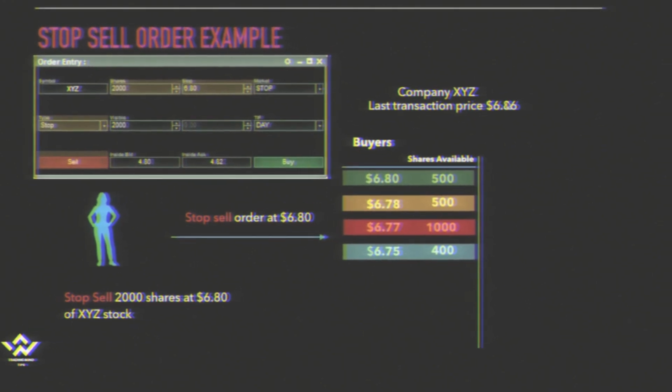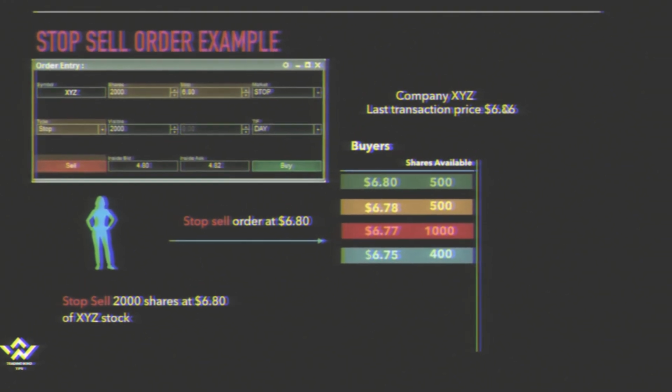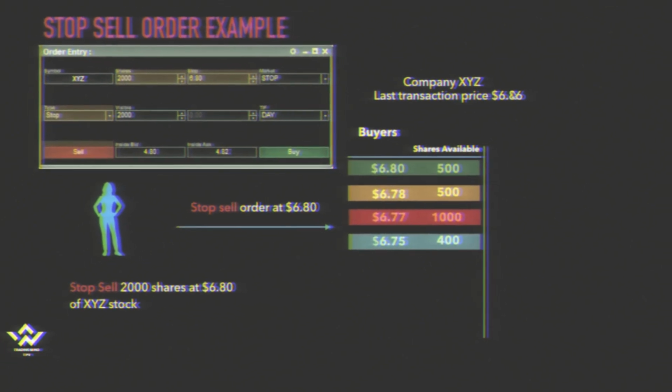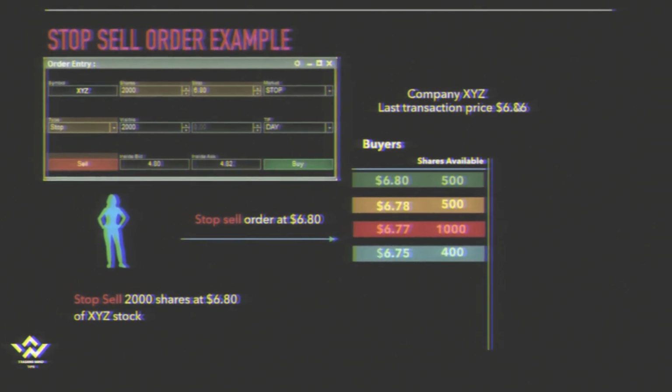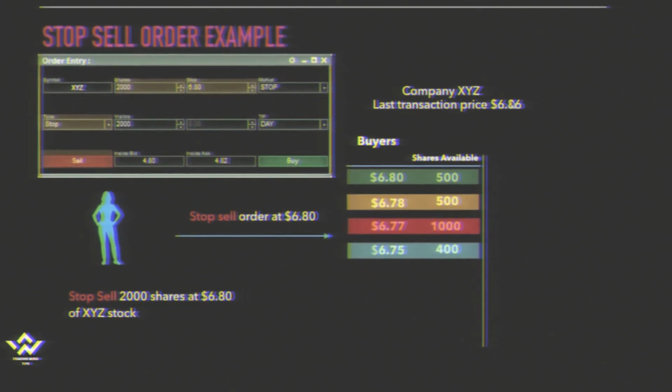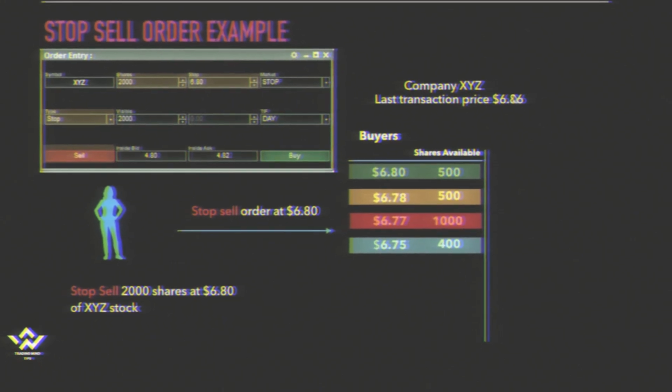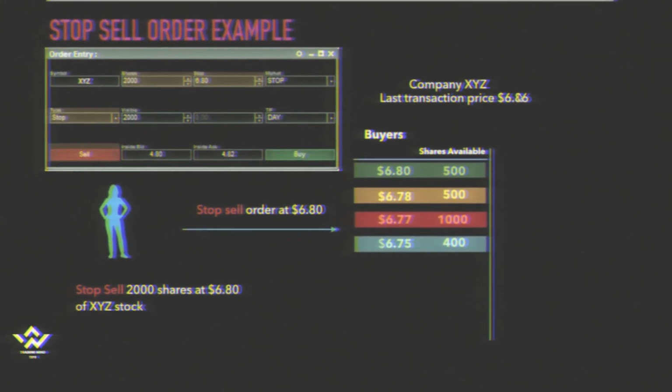You have already decided that if the stock reaches $6.80, you will take the loss and move on to another trade. By placing a stop-loss sell order at $6.80, your sell order will not execute until the price reaches $6.80, at which point your order will turn into a market sell order.